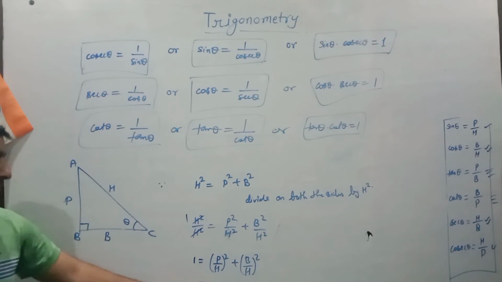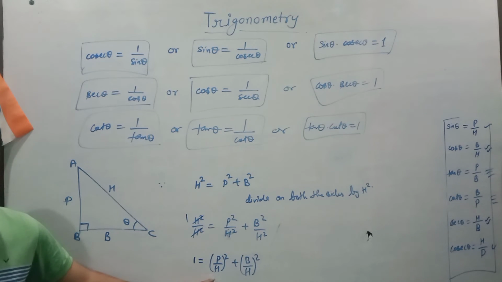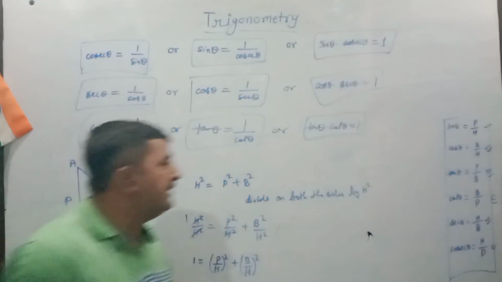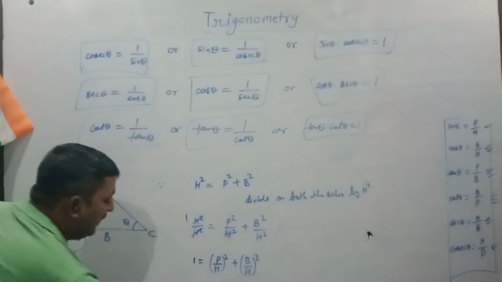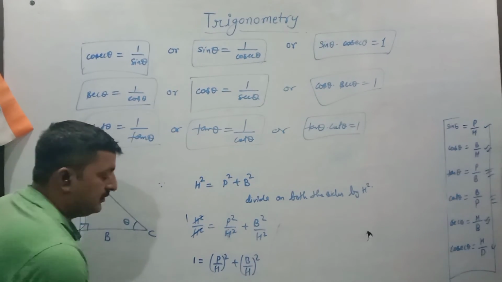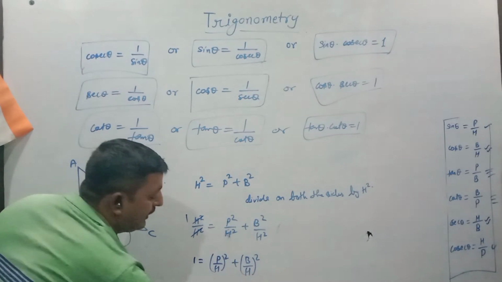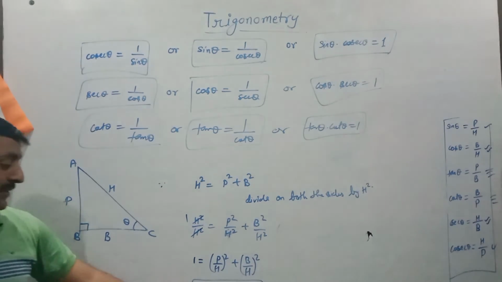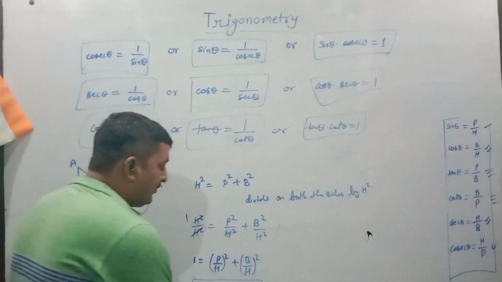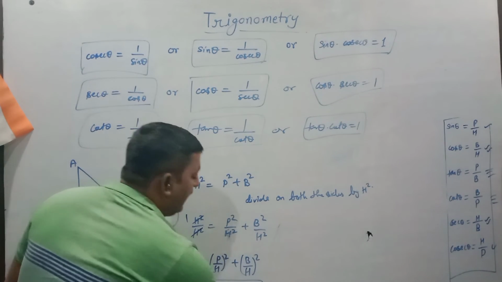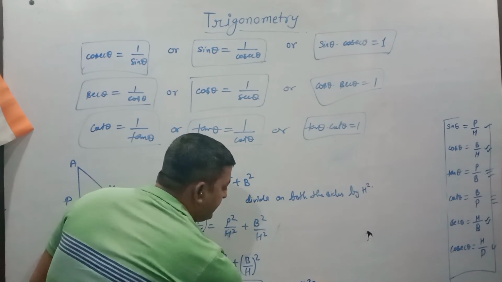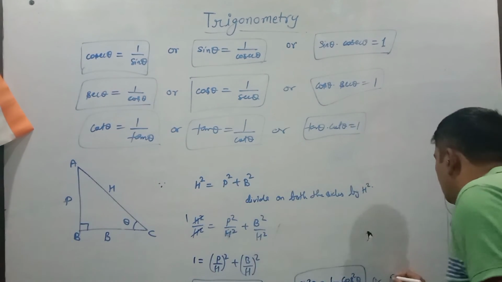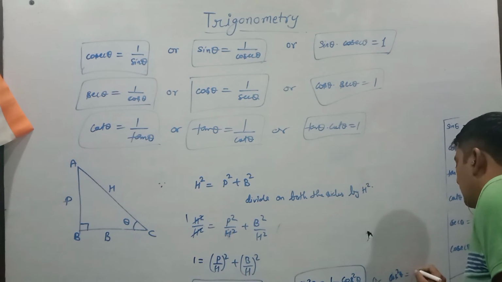We can see that p by h is a trigonometric ratio of two sides. P by H is equal to sine theta, so it will be sine square theta, and B by H will be cos square theta. Another relation: sine square theta plus cos square theta is equal to 1. And we can use it as sine square theta is equal to 1 minus cos square theta, or cos square theta is equal to 1 minus sin square theta.